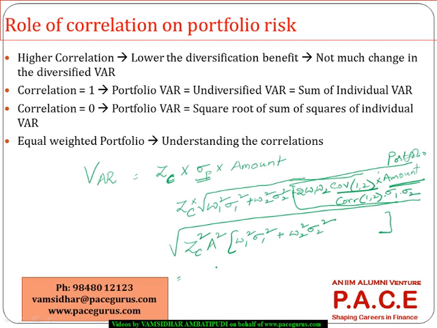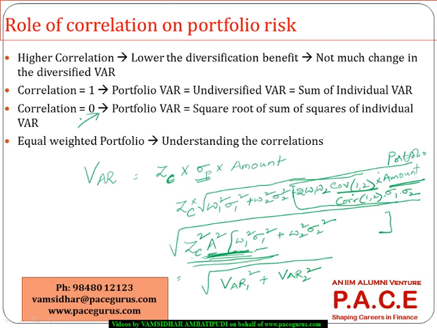If you expand it, Zc into the portfolio amount into its weightage, which is nothing but the value of the position invested in that particular security, into sigma, is nothing but VaR1 squared. So VaR1 squared plus VaR2 squared. That is what we are saying: if the correlation between the two securities is 0, the portfolio VaR is nothing but the square root of the sum of squares of the individual VaRs.